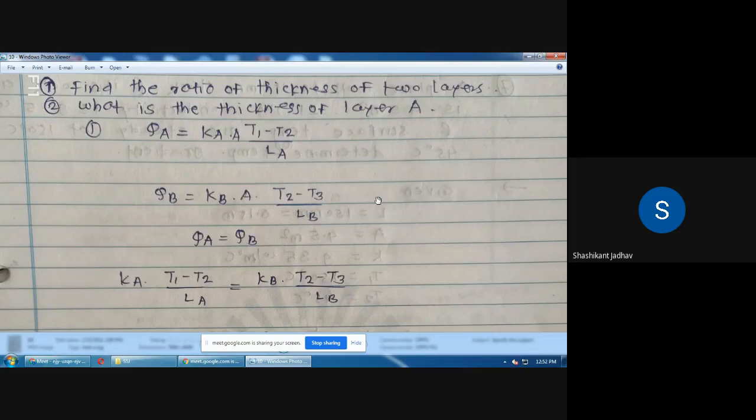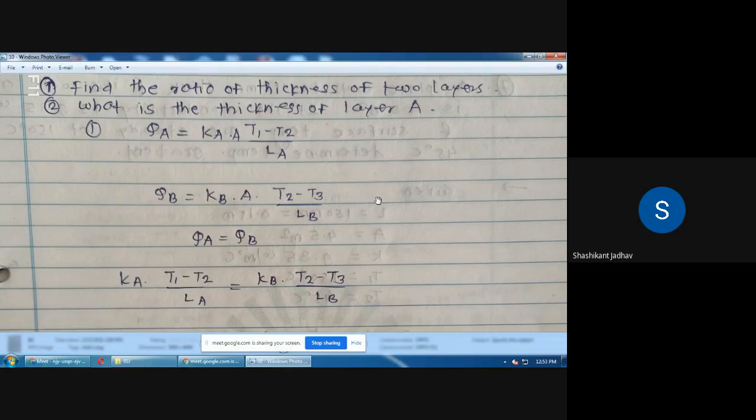K is the thermal conductivity of that layer, A is the surface area through which the heat transfer takes place. Then the temperature difference for layer A is T1 minus T2, divided by the thickness of that layer, LA. Similarly, we write the equation for layer B: QB is equal to KB, the thermal conductivity of layer B, into area into the temperature difference T2 minus T3 divided by the thickness of layer B, that is LB.